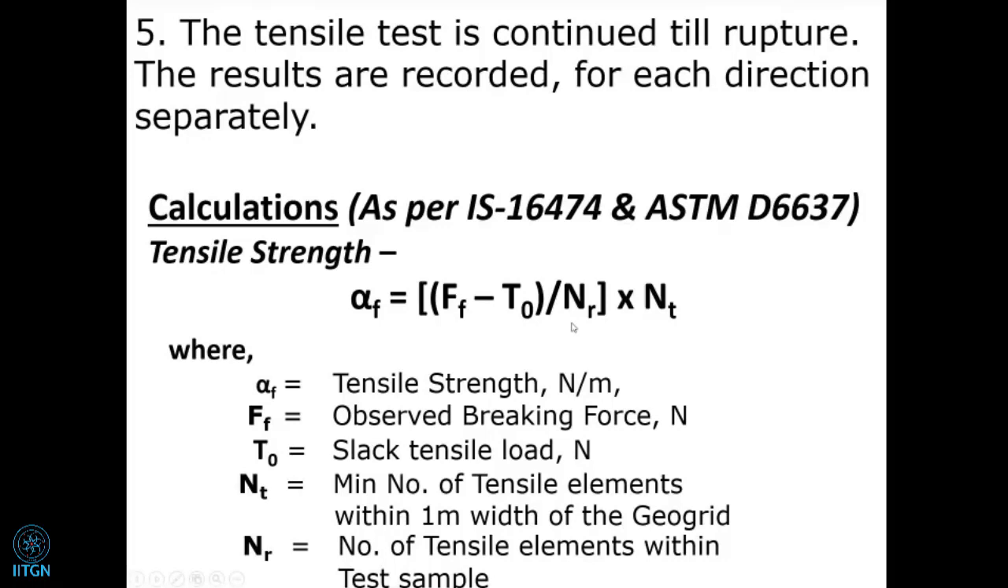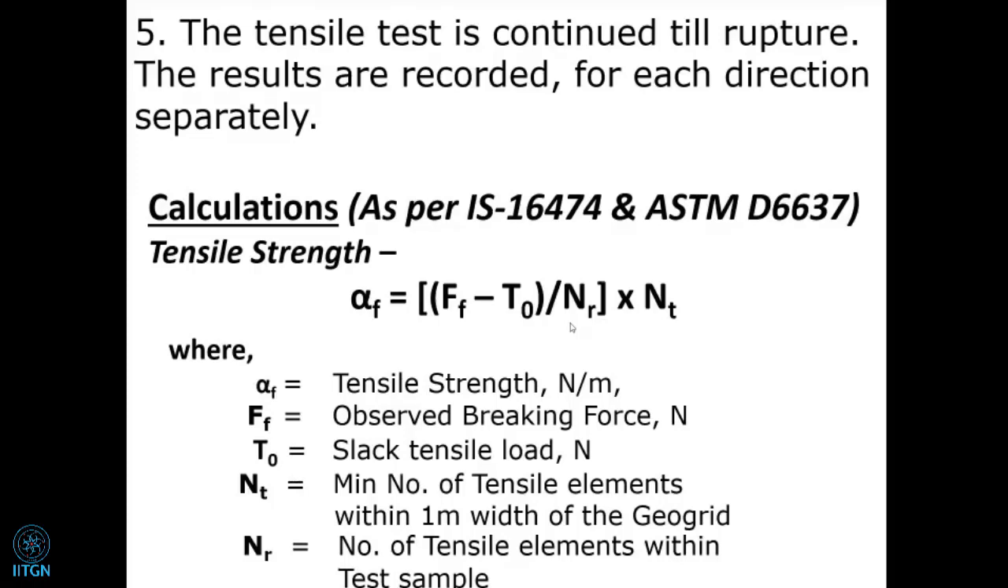NR is the minimum number of tensile elements in a 1 meter width of the geogrid samples. Normally, suppose we observe 30 tensile elements in 1 meter width in our samples, then NT will be 30. And what is NR? NR means the number of tensile elements within the test sample. It may be single strips, it may be multi strips. In case of multi strip, it will be 5 or 7, whatever the situation. So with this formula, we can calculate the tensile strength in Newton per meter.